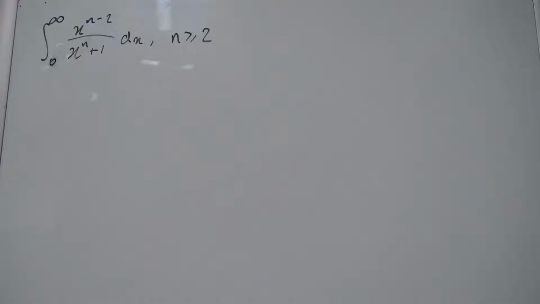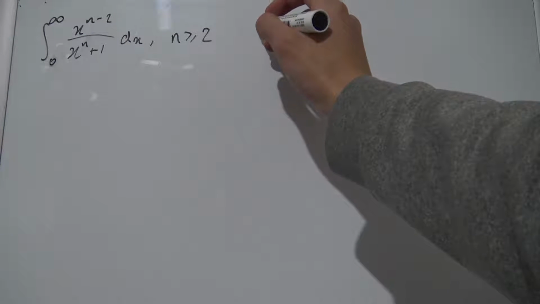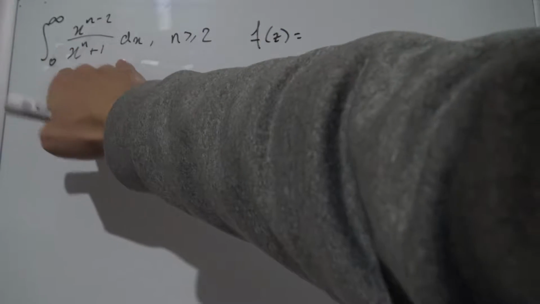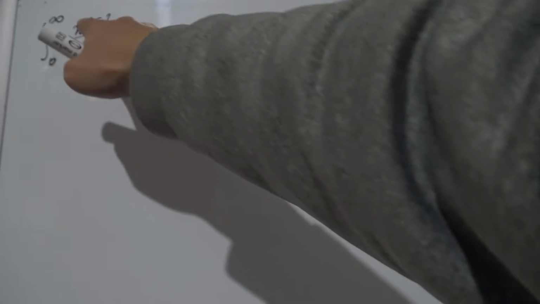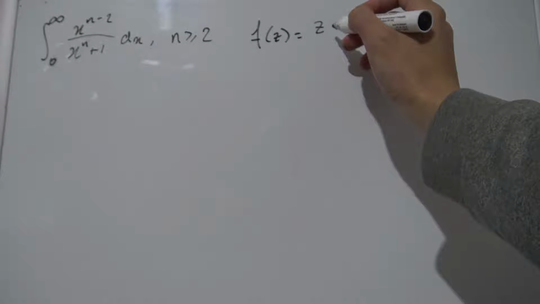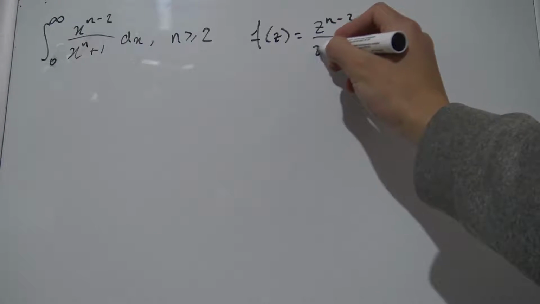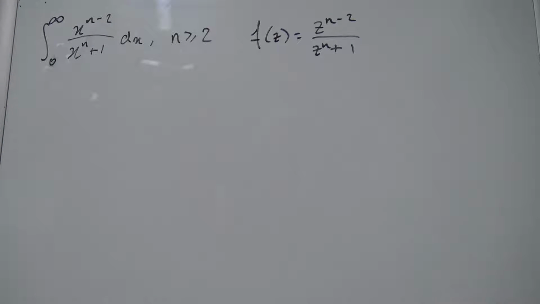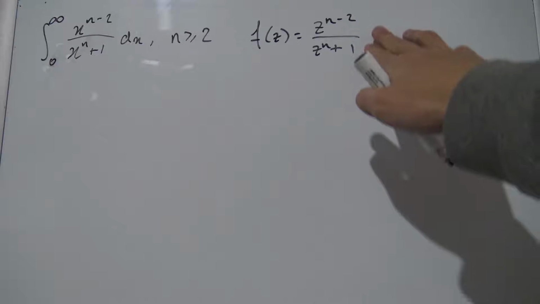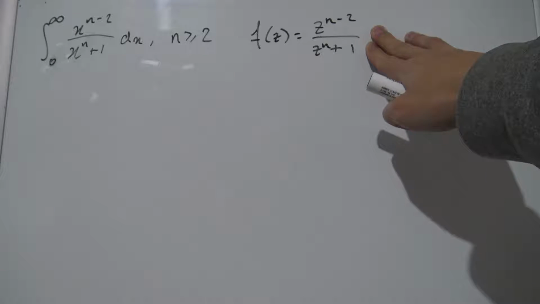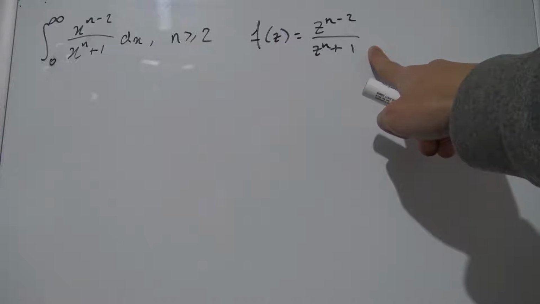So first of all, I want to introduce a new complex valued function. Let f of z be equal to this integrand right here, but replacing all these x's with z's. So we're pretty much switching from the real numbers over to the complex numbers. Once we have that out of the way, we want to integrate this over some kind of contour somehow. But before we can do that, we need to figure out the poles of this function.